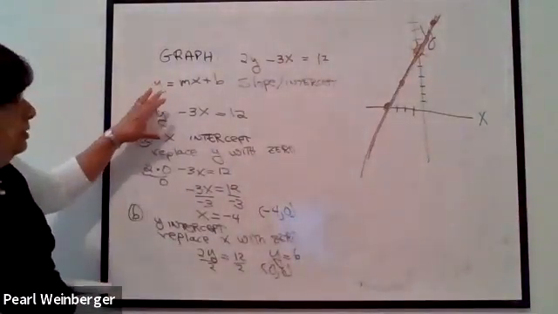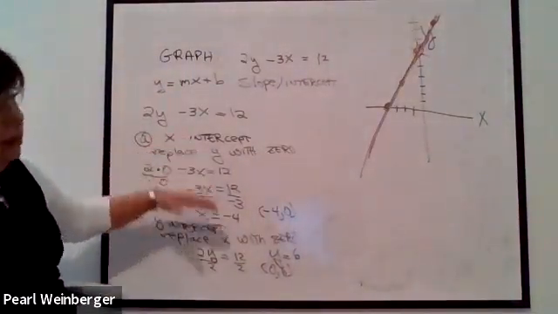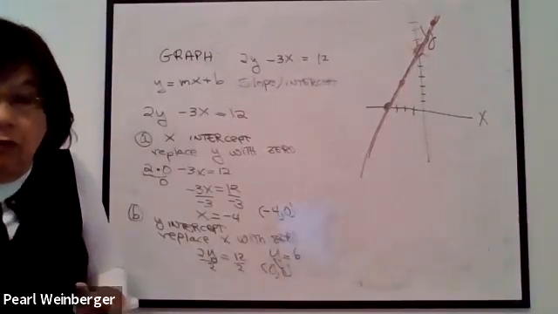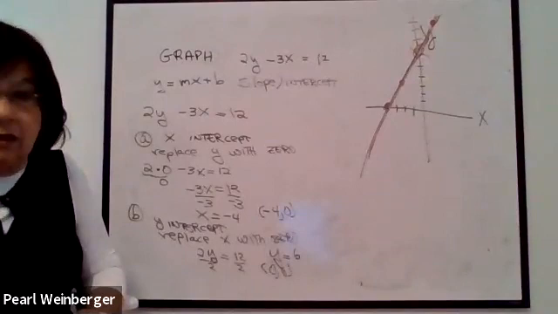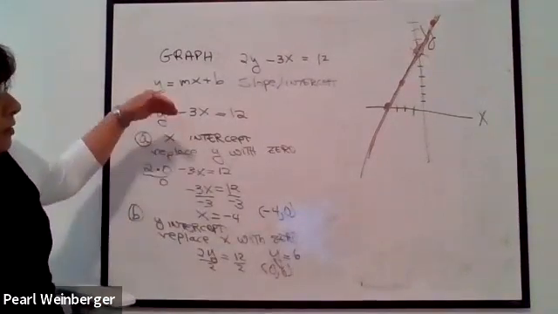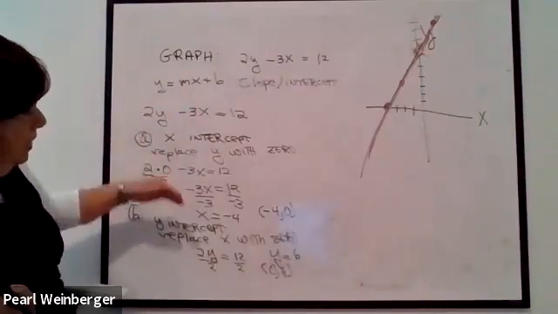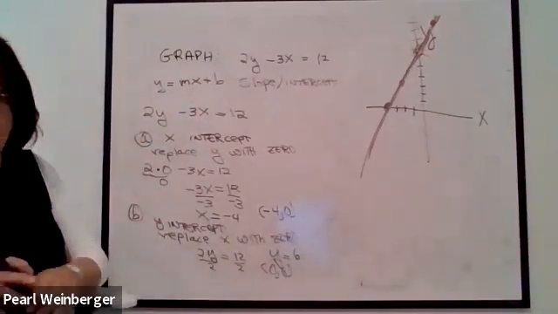But this is something that we're going to come back to again and again. When we want to find where a graph crosses one of the axes, we use this method. To find an x-intercept, we put the y to be 0. To find the y-intercept, we put the x to be 0.